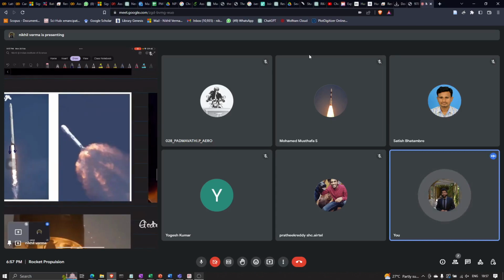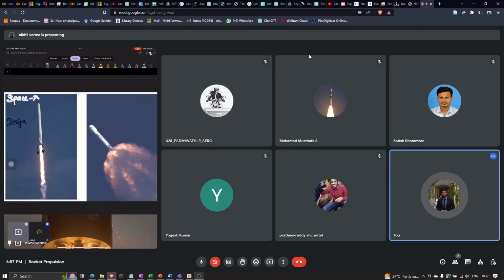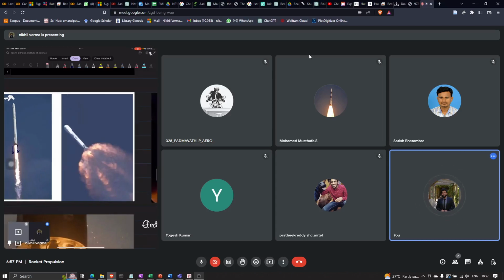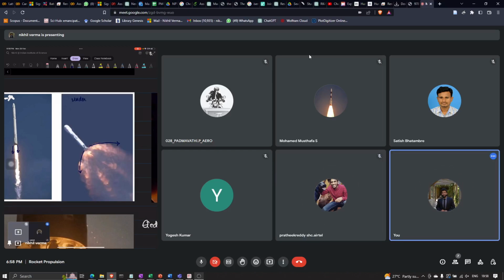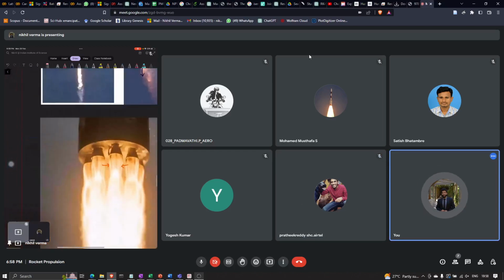So when this rocket goes to a very high altitude, we usually see a rocket plume something like this. Can somebody suggest why it is happening? Whether it is overexpanded, underexpanded, or design point? Yeah, this is an underexpanded nozzle, right?